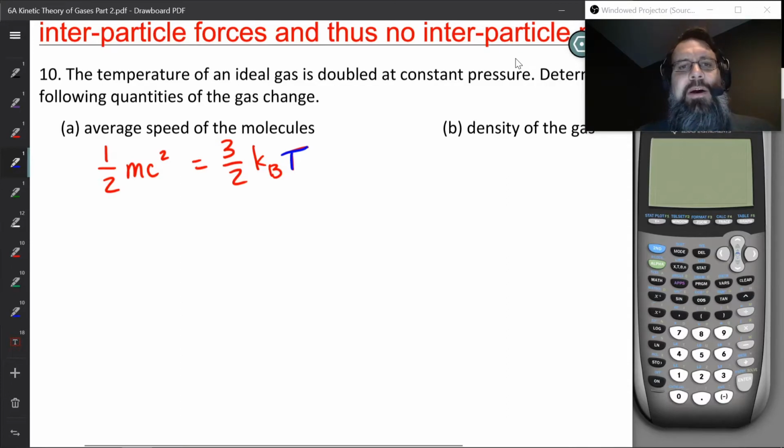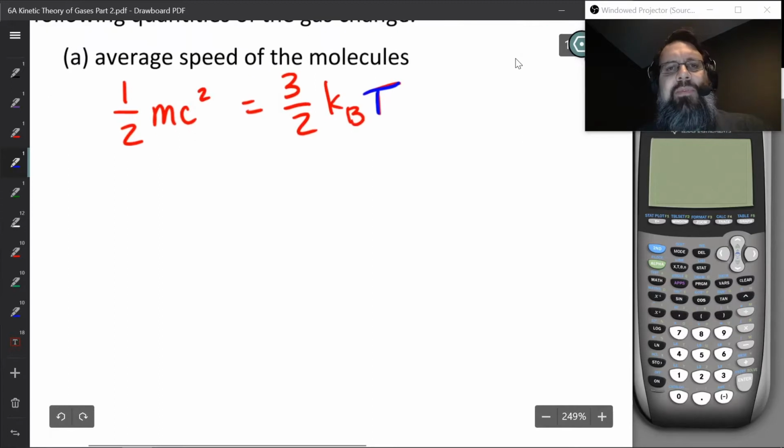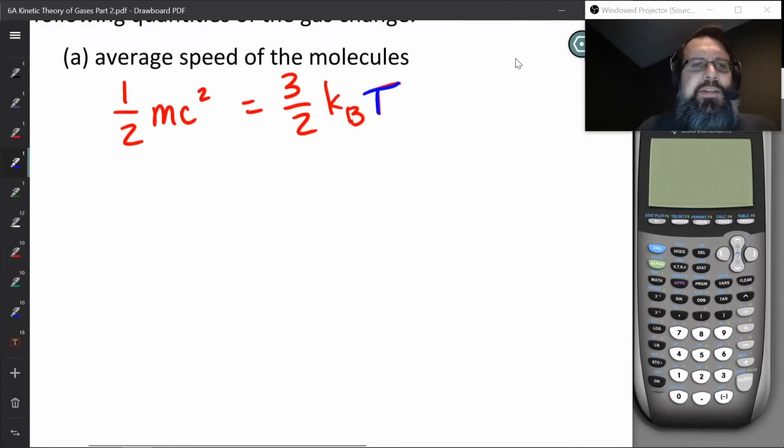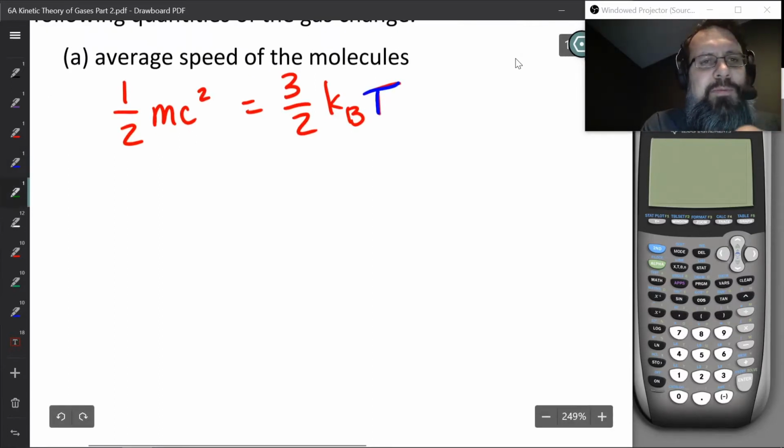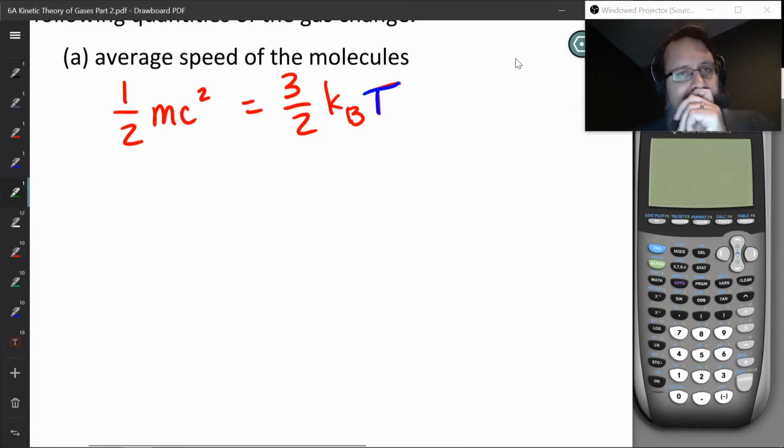What we want to do is switch this over to a proportionality. The way you do that is you think about which quantities are constant and make all of those go away, and then we can replace the equal sign with a proportionality sign. So 1/2, that's constant, so that goes away. The mass of the molecules is not changing. We're just changing the temperature, right?